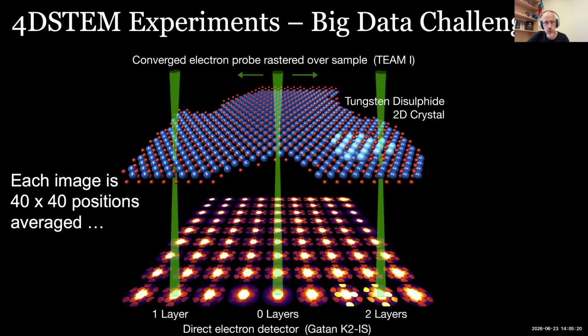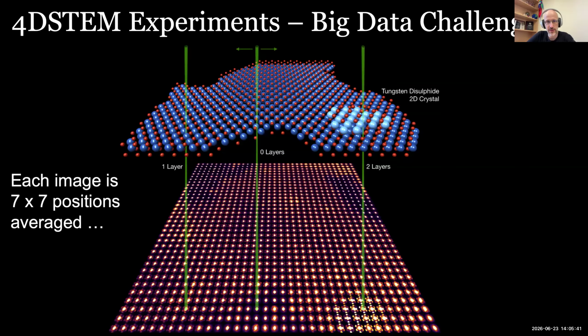So this is a huge amount of data, a staggering amount. Here, in one of my first experiments on 4D STEM, we're averaging 40 by 40 probe positions. And you can see diffraction patterns corresponding to vacuum or single layer of tungsten disulfide or double layer. But here, it's not representative of the size of the data. If I average 7 by 7 probe positions, this is a little closer.